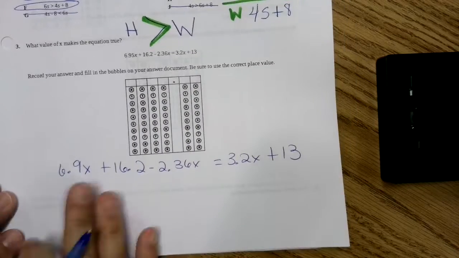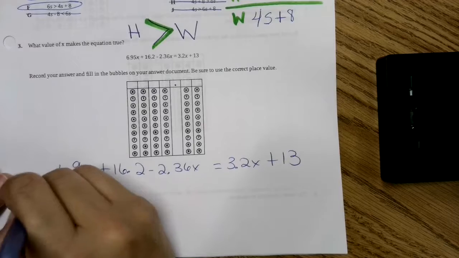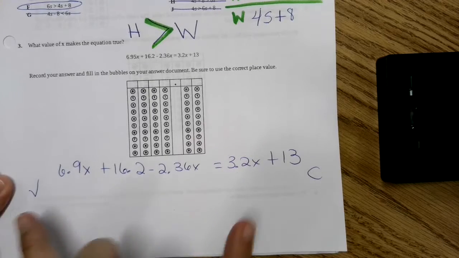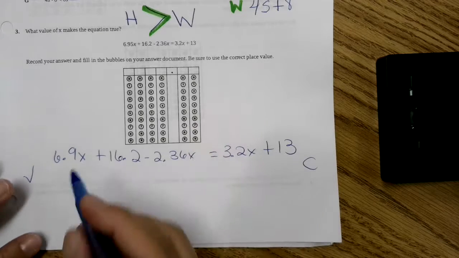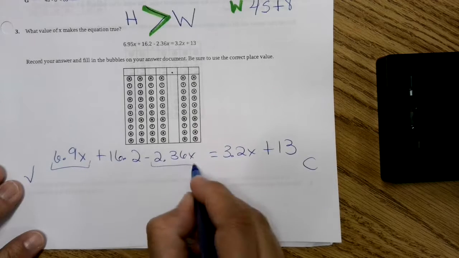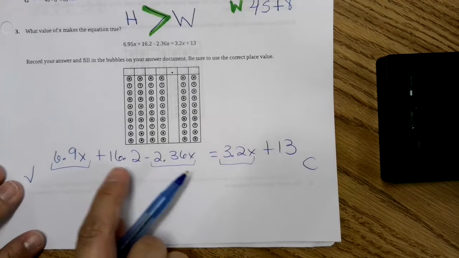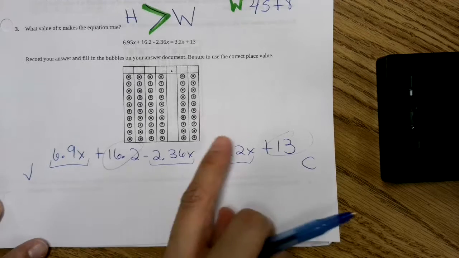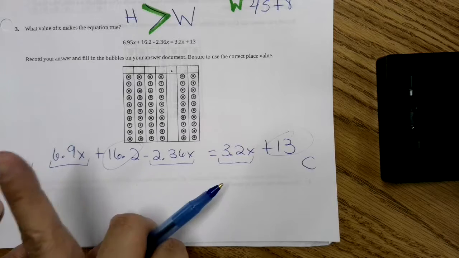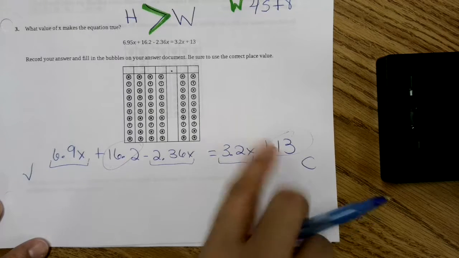Okay, and I know I want all my variables on one side and all my constants on the other side. I'm just going to do it this way. You could do constants and variables like that, but I'm going to do it like this. Okay, so I see I have x's here and then I have numbers here, right? So those are my constants. I'm going to move this 3.2 over here, and I'm going to move this 16.2 over here.